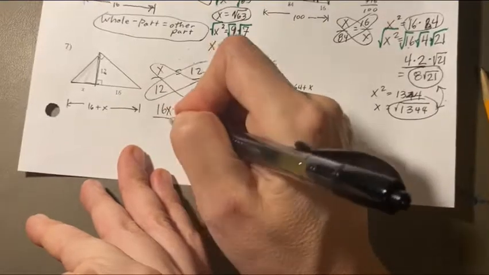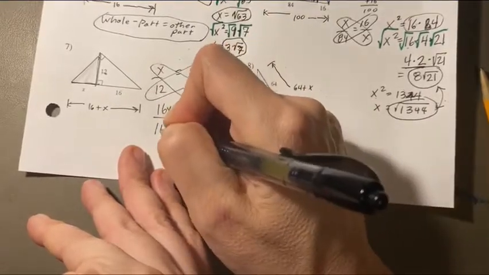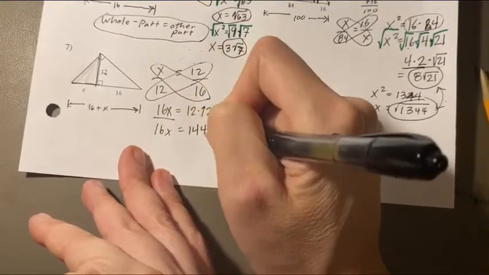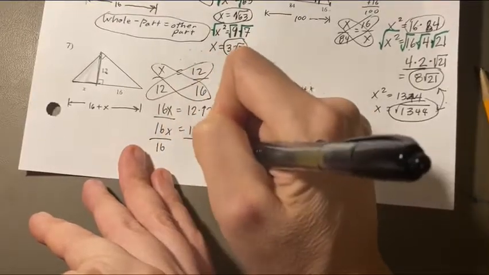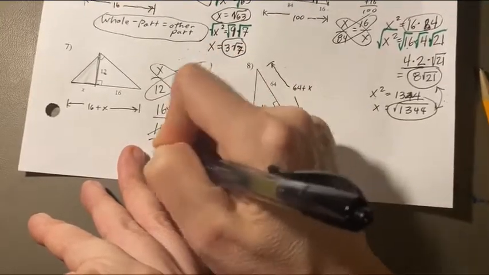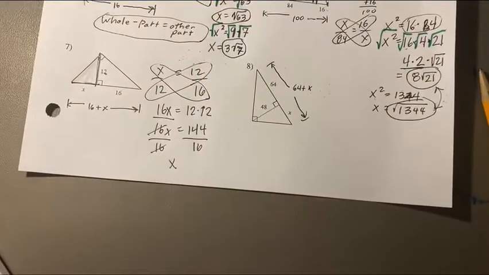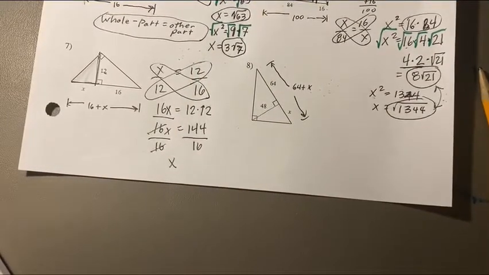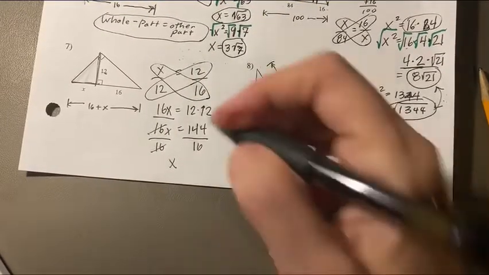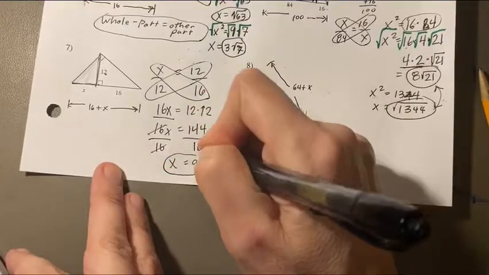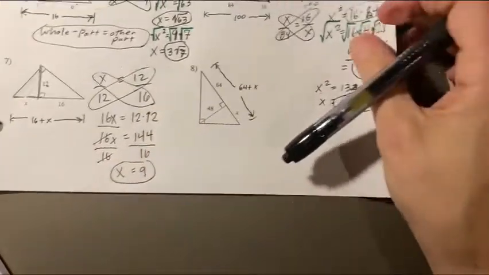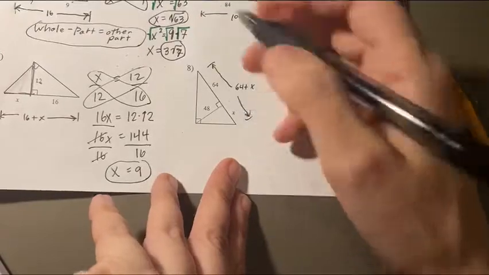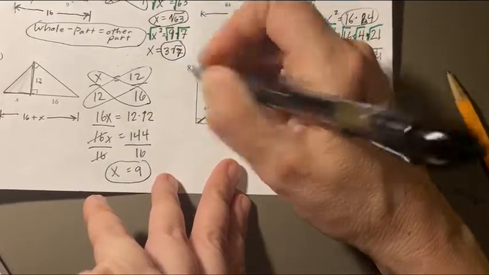All right. And so we could rewrite this, 144. And then we could rewrite this. The 16s go away. So what is 144 divided by 16? We get 9. Good job, guys. All right.